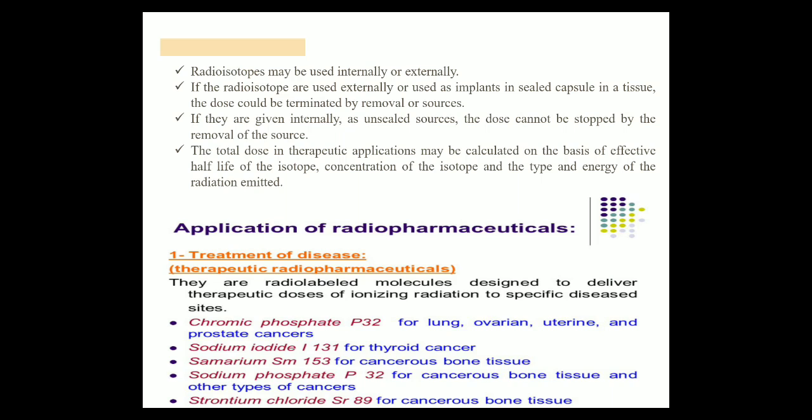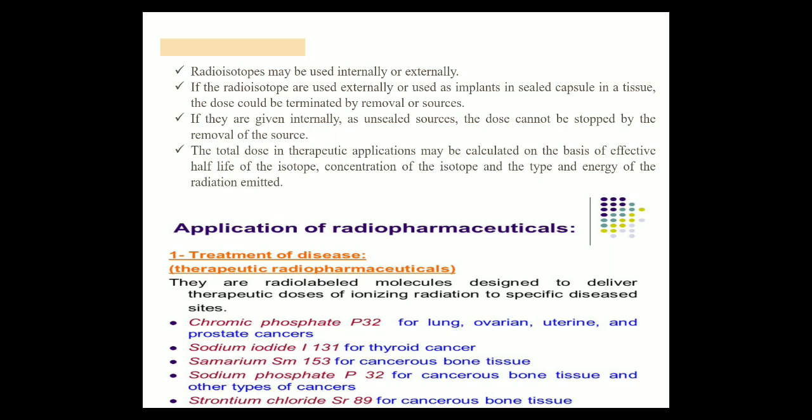We have seen earlier applications of radiopharmaceuticals in the treatment of disease. First, therapeutic radiopharmaceuticals. They are radiolabeled molecules designed to deliver therapeutic doses of ionizing radiation to a specific diseased site. Chromic phosphate P32 for lung, ovarian, uterine and prostate cancer. Sodium iodide I-131 for thyroid cancer. Samarium, that is Sm-153, for cancerous bone tissue. Sodium phosphate, that is P32, for cancerous bone tissues and other types of cancers.